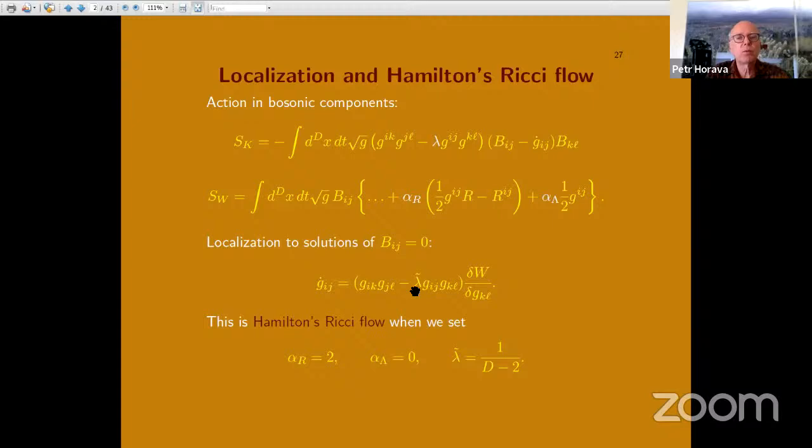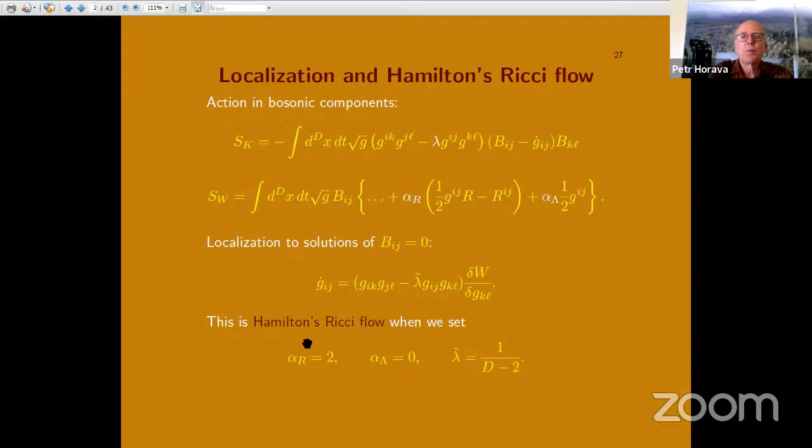In fact, when you plug in the values of lambda tilde, choose alpha lambda equal to 0 and alpha r equal to 2, you will see that the right-hand side, when you vary W with respect to the metric, you get precisely the Hamilton-Ricci flow.